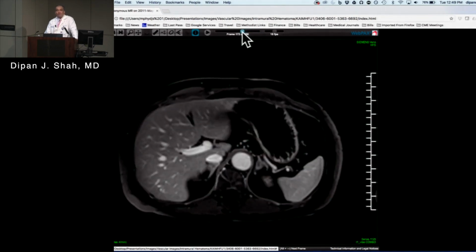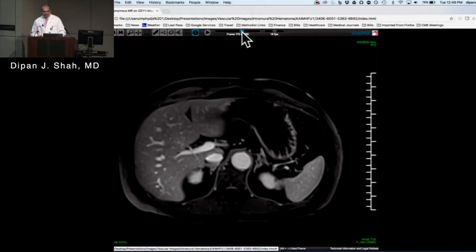So this is one of the things, some of the thinking we used to have, that IMHs tend to be more localized. As we've seen a lot of these cases, we find that they oftentimes have very extensive involvement. A few things that we find that are different, one is obviously there's no contrast uptake within the false lumen if it's an IMH versus a dissection.